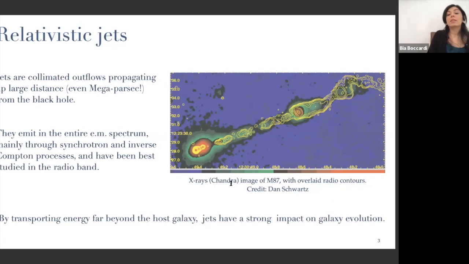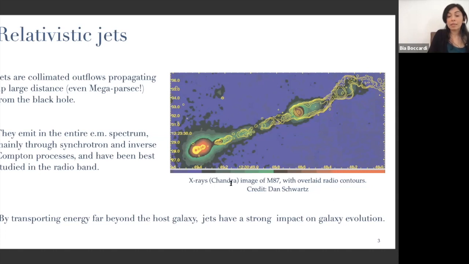Since jets transport huge amounts of energy from the black hole outwards, far beyond the host galaxy, they are very, very important in the evolution of the large-scale structures. This is what we call feedback.